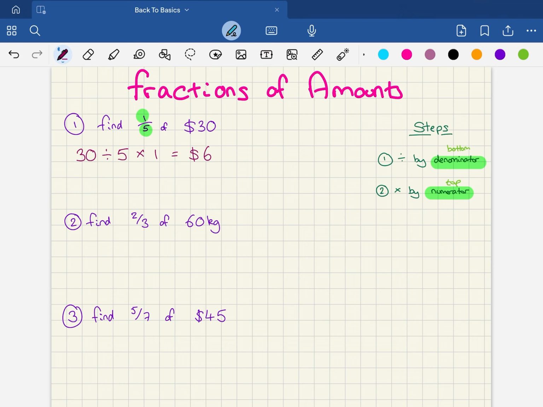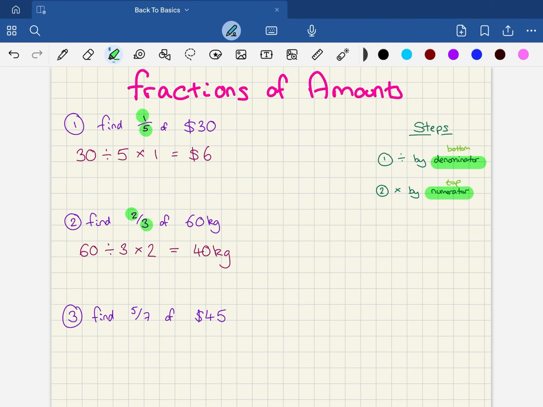The next one is asking me to find 2/3 of 60 kilograms. So the first step will be to divide by the denominator. I want to split 60 kgs into 3 equal parts, and I want to times by 2 because I want 2 of those parts. I want 2/3. So 60 divided by 3 times by 2 is what I'm going to type into my calculator, and I will get the answer 40 kgs. If you've got units in your question, you want to put units in your answer.